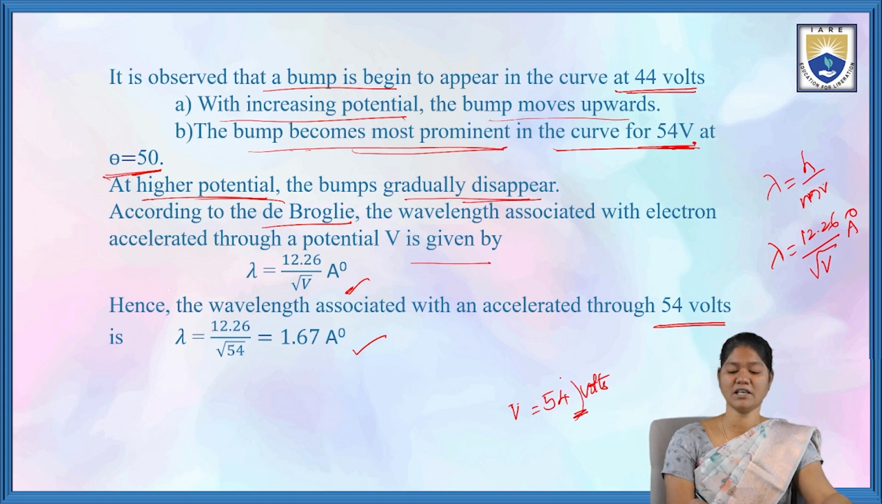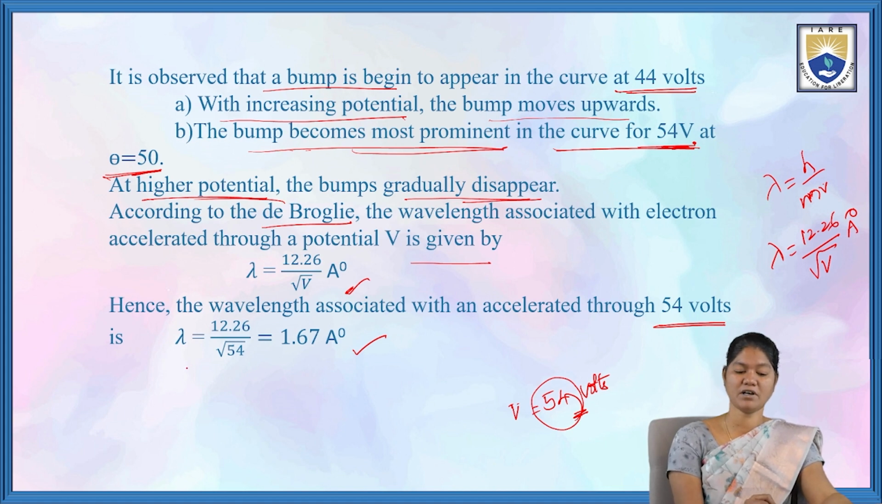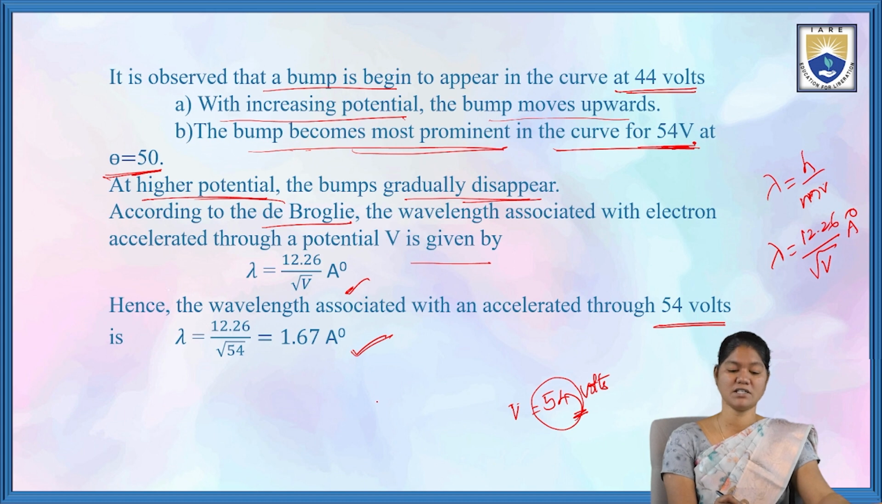So we are taking the wavelength of the particle which is associated with a wave. Lambda is equal to 12.26 divided by root 54. So the calculated value is equal to 1.67 angstroms.